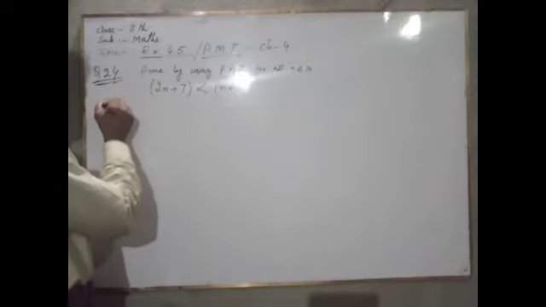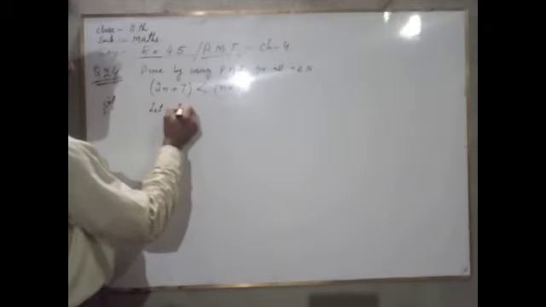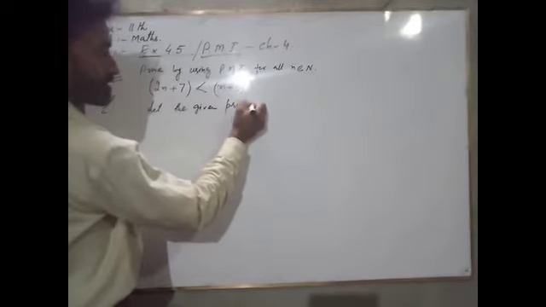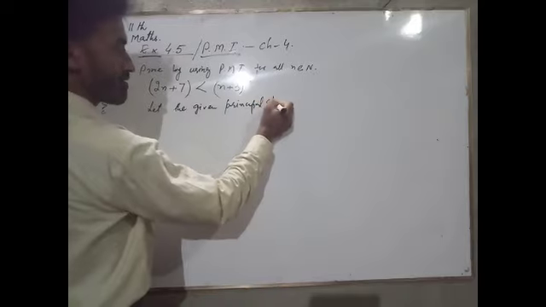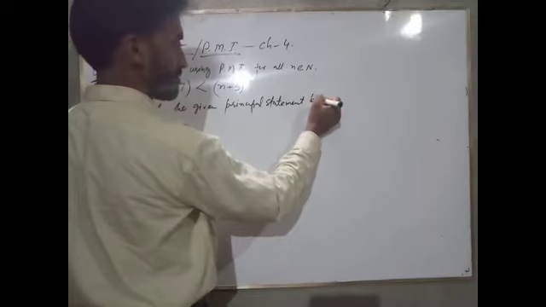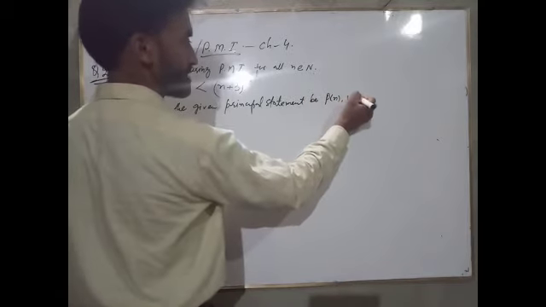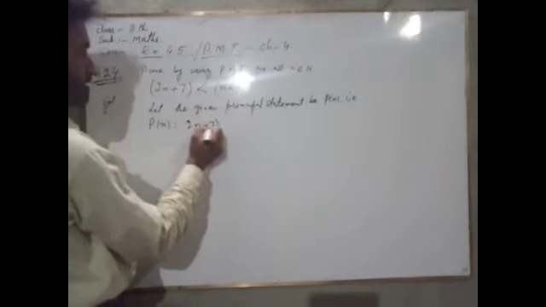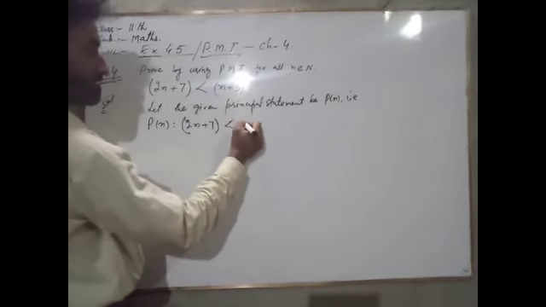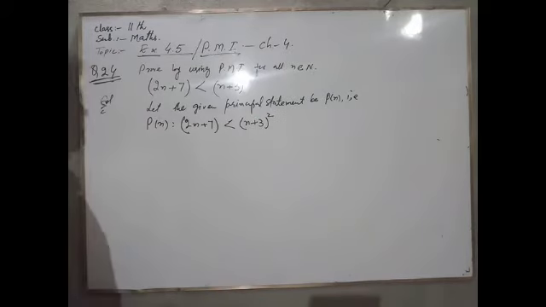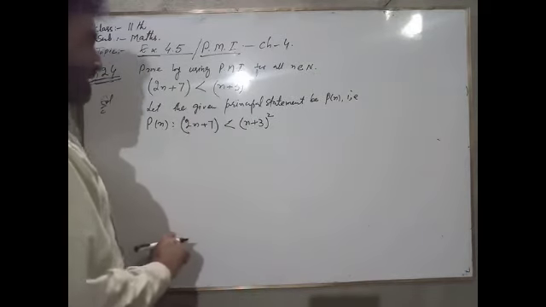So let the given principal statement be Pn. That is, we write this statement as Pn, that is, 2n plus 7 is less than (n plus 3) square. We have to prove this with the help of the principle of mathematical induction.